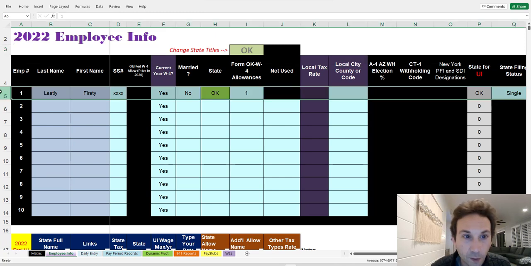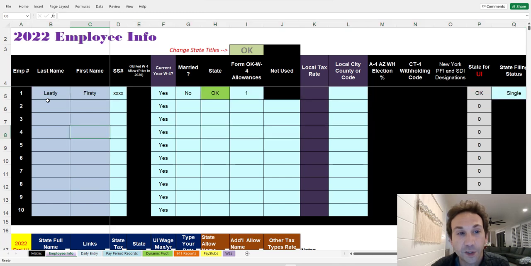When you're on the employee info sheet, and you're entering information about your employee, you're putting in their name. You can put in their social security number if you'd like to. Did they fill out a more recent W-4 from 2020, 2021, or 2022? Not the old W-4, but the new one. I've talked about that in another video. If they have, hopefully they should. At this point, you should have them filling out a new W-4, even if they haven't.